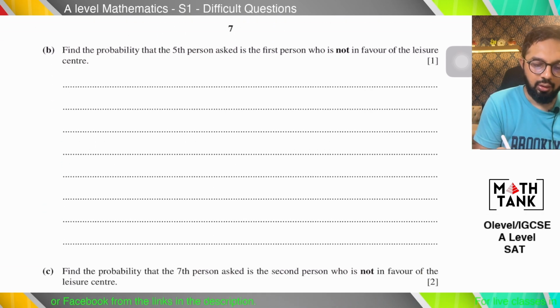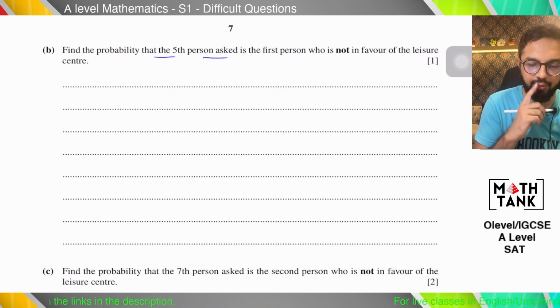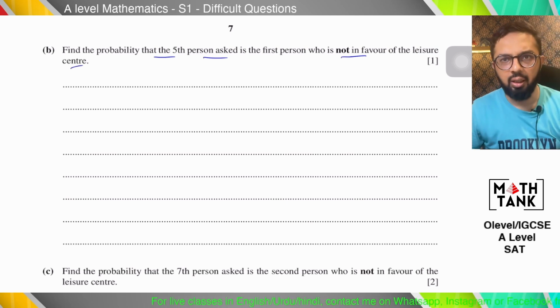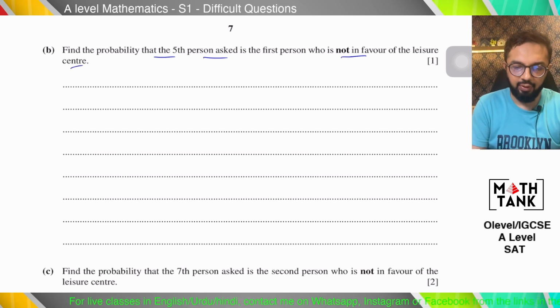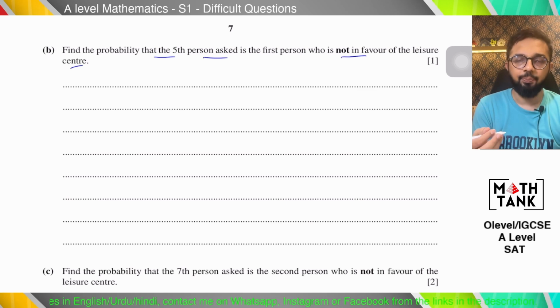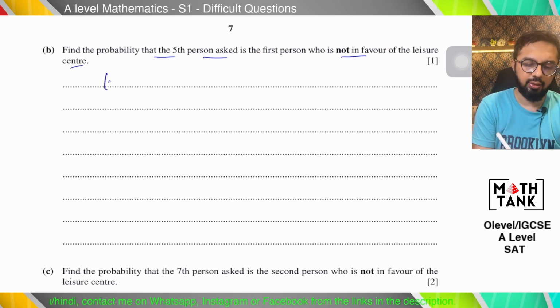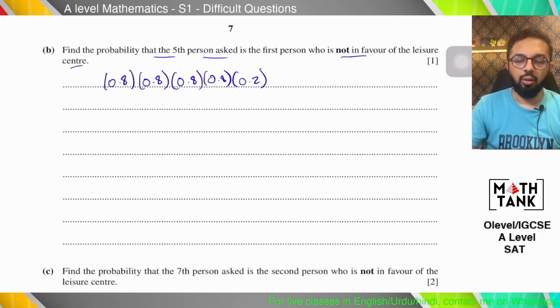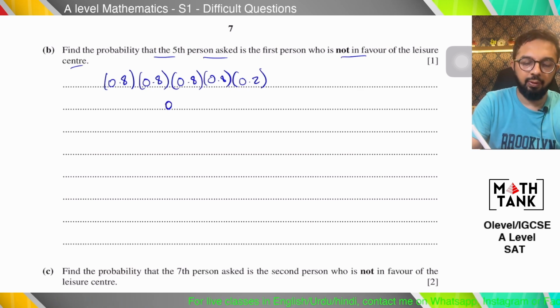Okay, then find the probability that the fifth person asked is the first person who is not in favor of the leisure center. So what I want is that the fifth person is the first one not in favor. This is like a geometric distribution, but I'd rather explain it to you. The first person was in favor, the second person was in favor, the third person was in favor, the fourth also was in favor, the fifth was not in favor. So that's 0.8 power 4 into 0.2.